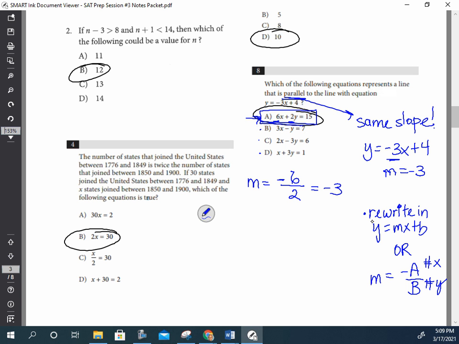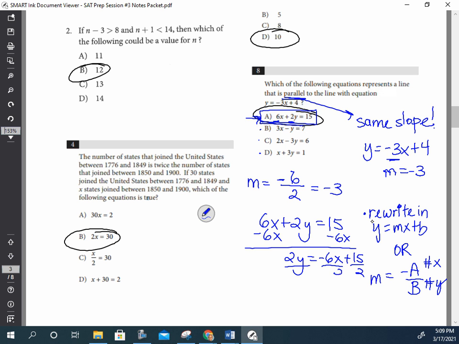Now, if you chose to rewrite it because you don't want to be bothered with the shortcut, which is perfectly fine, subtract 6x on both sides. 2y equals negative 6x plus 15. Then divide everything by 2. Y equals negative 3x plus 15 over 2. So your slope is still negative 3. Either way it goes, it still works out.